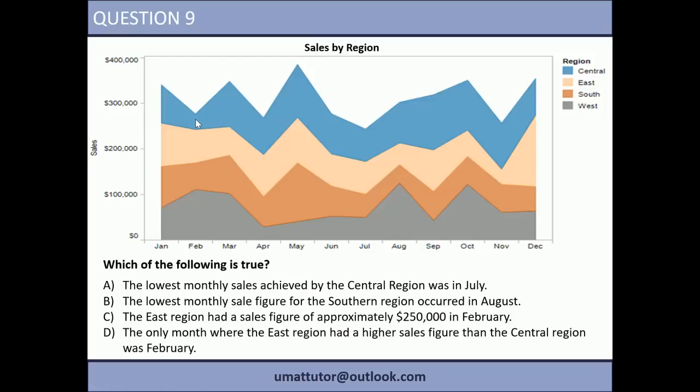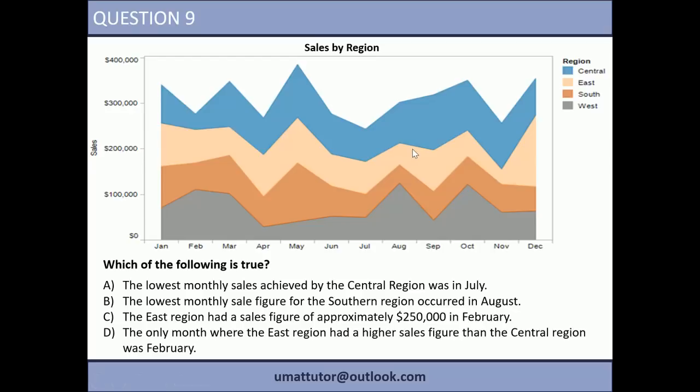Option B, pretty similar. The lowest monthly sale figure for the southern region, so we're looking at the brown group now, occurred in August. So that looks pretty good, because you can see here in August there's a very small distance between the top and the bottom of the brown group. So that represents a very small number of sales. And I'd say that's probably the narrowest distance between the two out of the whole year. We can see the brown group here is kind of wider or higher the whole way through, and it's probably at its narrowest in August. So that's why B would look pretty good.